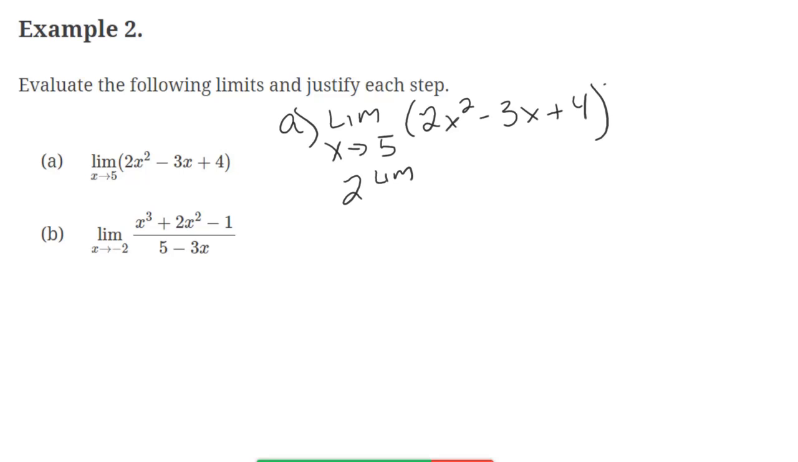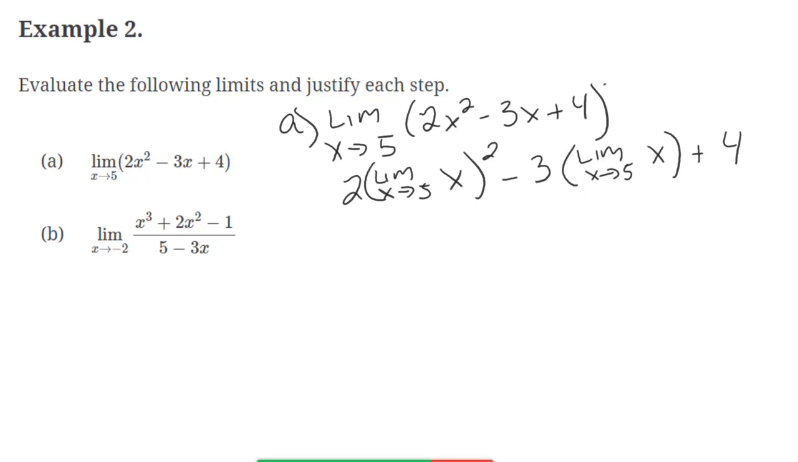Then it's the limit as x goes to 5 of x, and then we can square it. We can pull the square out too. So in essence, I'm literally plugging in 5 to the x. Minus 3 times the limit of x goes to 5 of x, and plus 4, because it's just 4.